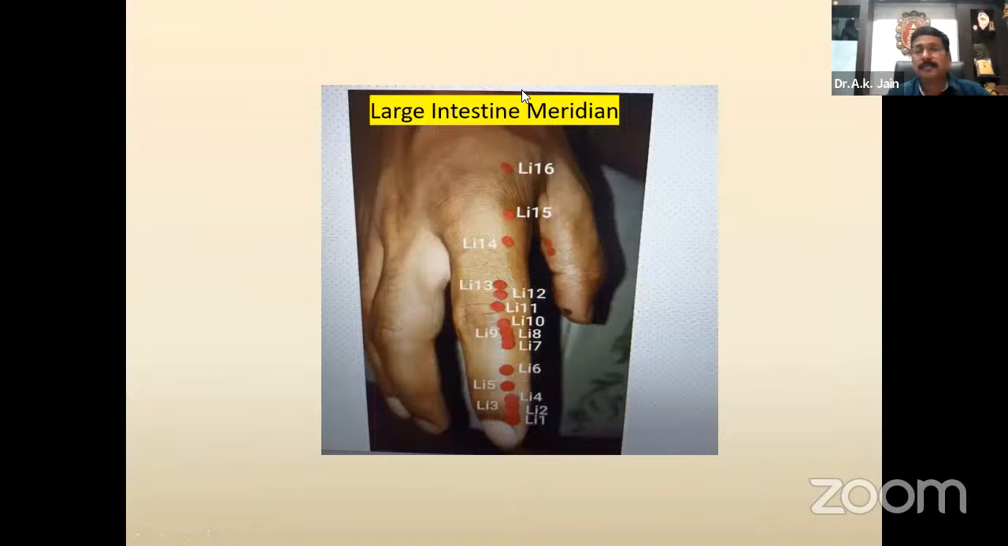And this is the Large Intestine Meridian on the yang side of the index finger.